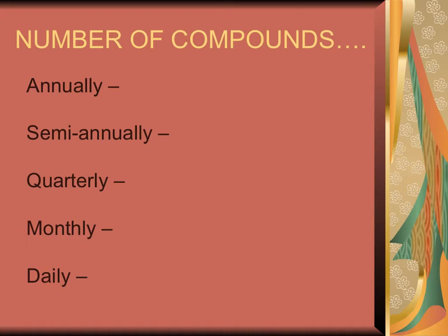Annually, n would be equal to 1. Semi-annually, n would be equal to 2. Quarterly, 4. Monthly, 12. Daily, 365, unless it's a leap year. Don't worry, we're not going to make you calculate with leap year. So you're good. Daily's 365.